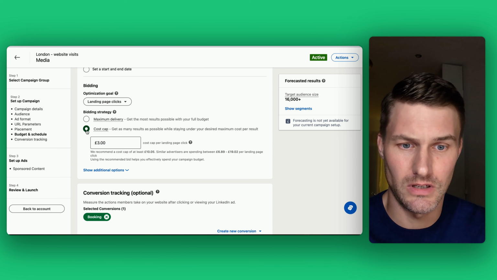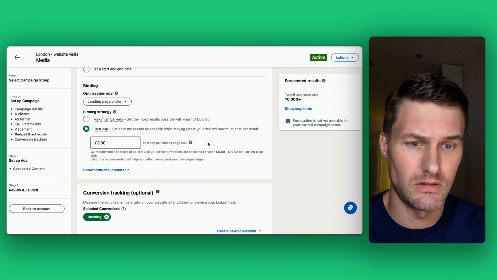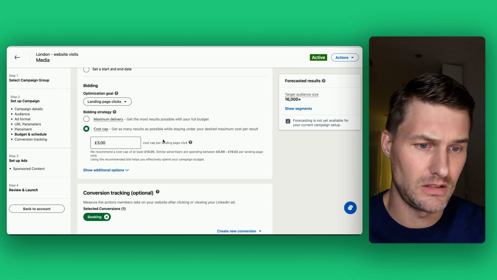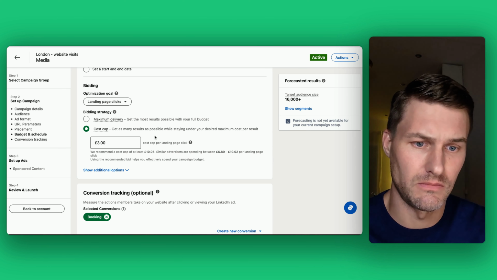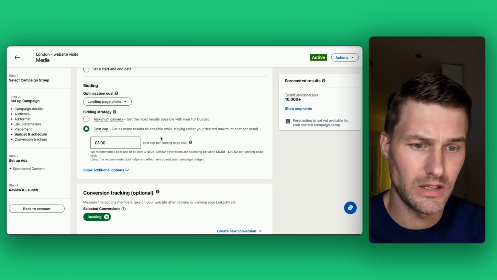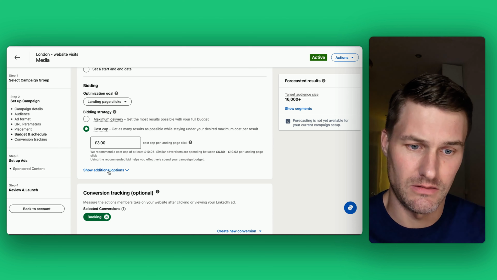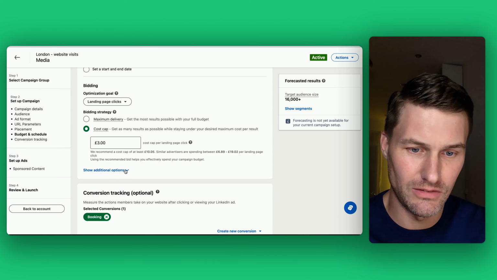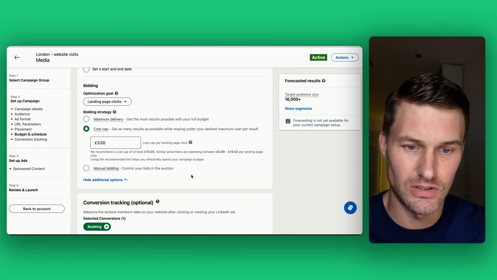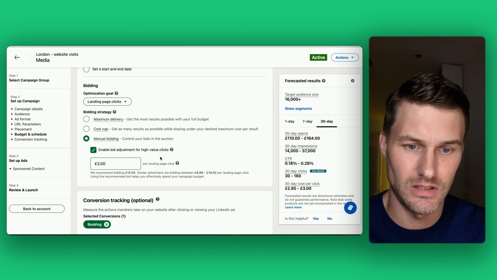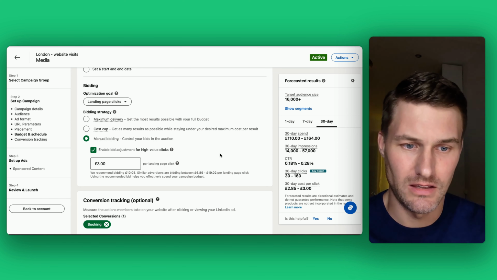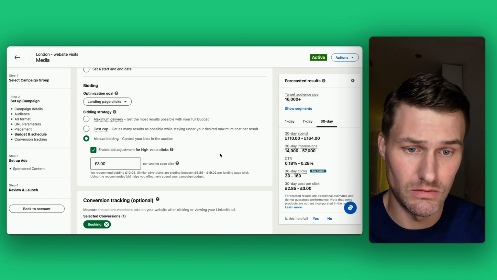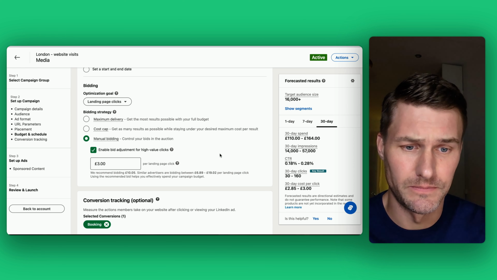The next one is the cost cap, where you can basically set a specific cost per click. And then, even further down, you have to click on show additional options. Only then can you actually see the manual bidding. And that's the one that we want. So we want to set the campaign for manual bid.